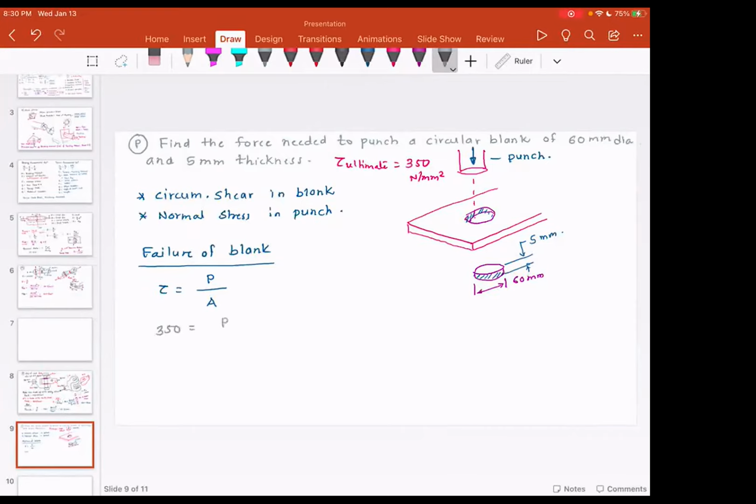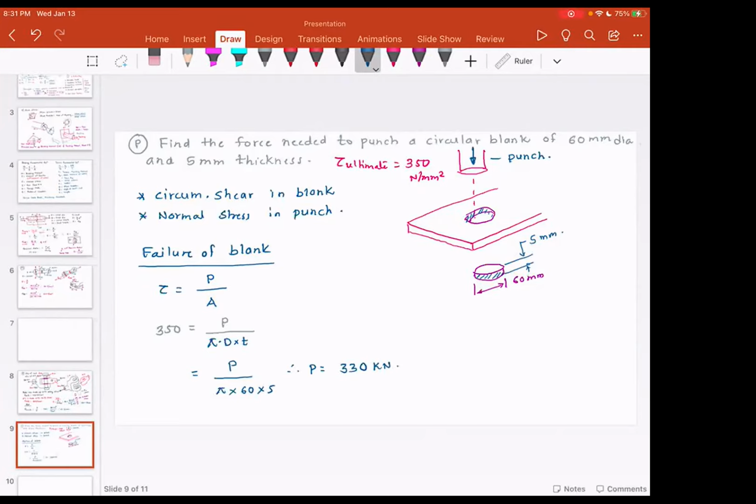So the ultimate stress is 350. We have to find the value of P, and the area is pi times D multiplied by T. So P equals 350 times pi times 60 multiplied by 5. And this will give you the total force. My answer for the total force is about 330 kilonewton.